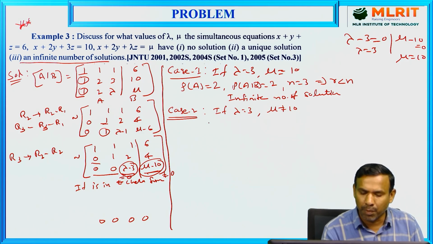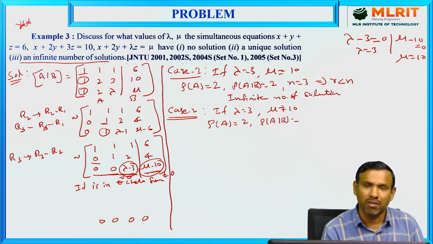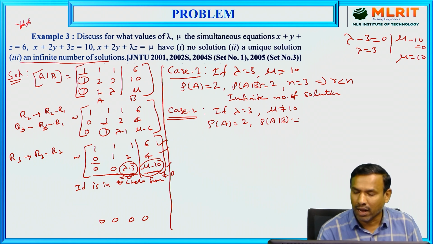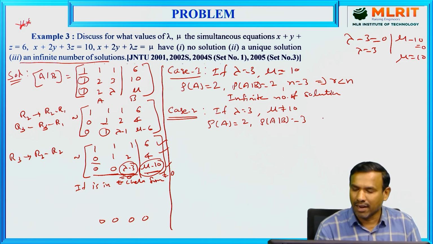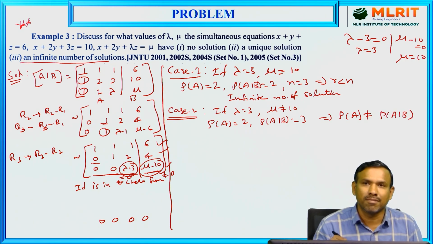So, rank of A: here these last 3 elements are 0. So, 2 non-zero rows, rank of A is 2. Rank of A by B: since mu not equal to 10, which means 11, 12, 13, any value you can take, that will become non-zero. Non-zero means the number of non-zero rows will become 3. So rank of A by B is equal to 3. Clearly, rank of A is 2, which is not equal to rank of A by B, which is an inconsistent case. No solution.